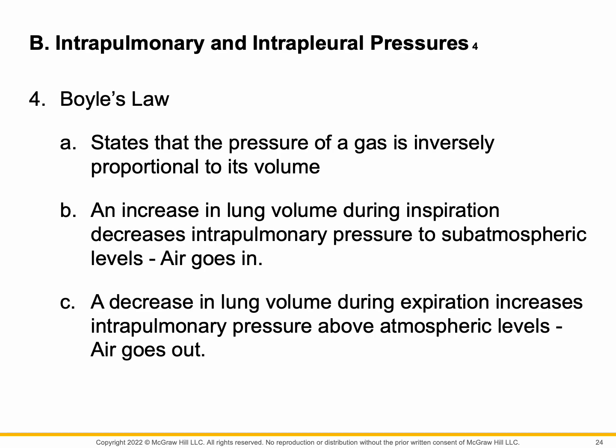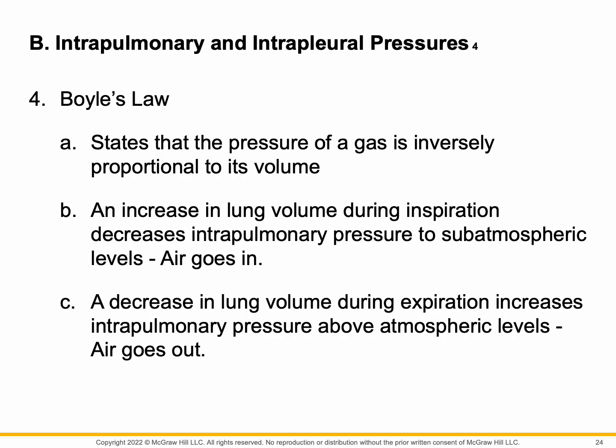for inspiration, the diaphragm and intercostal muscles contract, expanding the thoracic cavity and increasing the lung volume. By Boyle's law, increasing the volume would lead to a decrease in intrapulmonary pressure. When the intrapulmonary pressure drops below atmospheric pressure, air flows into the lungs.